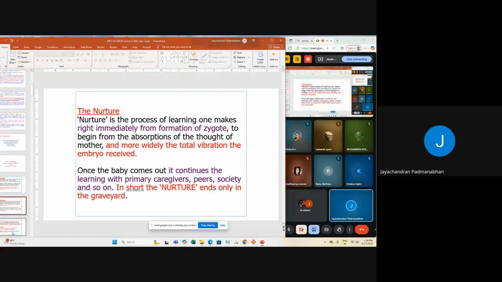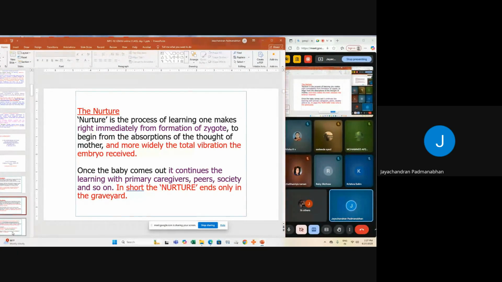Now the nurture. I just briefed you on the five faculties the child is learning: movement, listening, sight, cognition, taste, and so on. Nurture starts, maybe in your text it is written, after the birth. You may follow that for your examination. But with all the experience, I would say the nurture starts from the mother's womb.